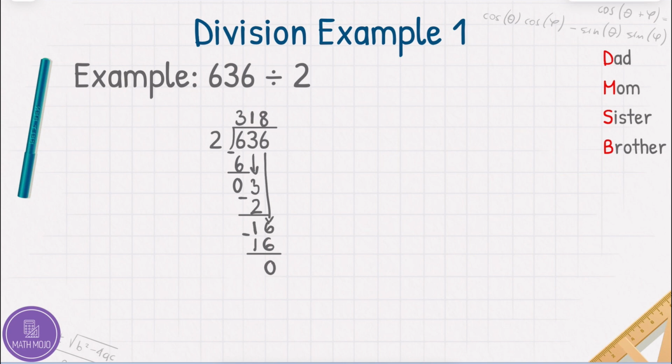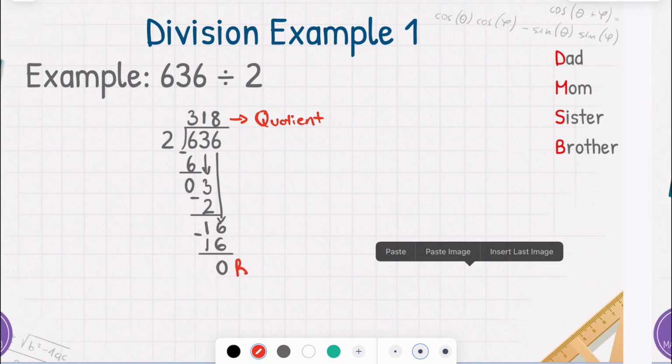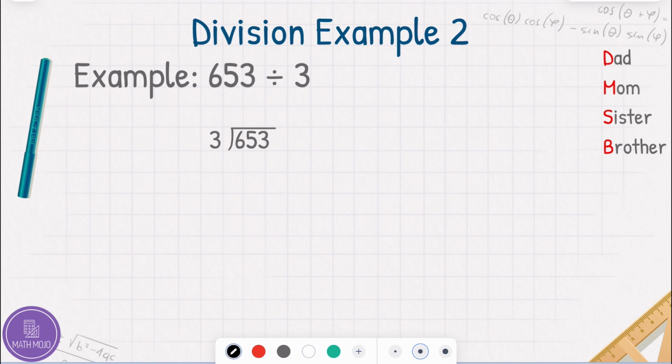So this number right over here is our quotient. This is our quotient. And then right over here, this 0 is our remainder. And we can just write down R to say it's the remainder. Okay? Perfect.